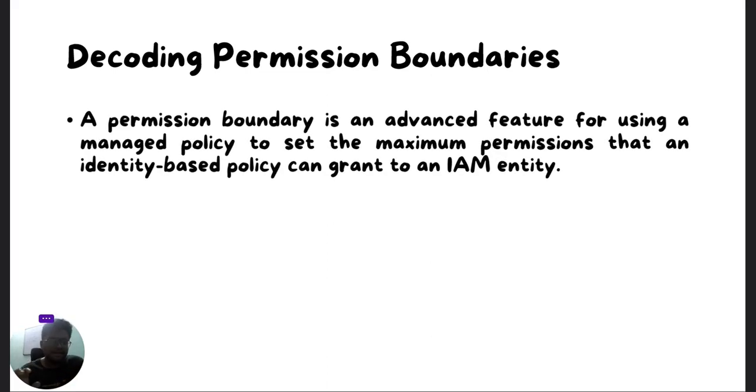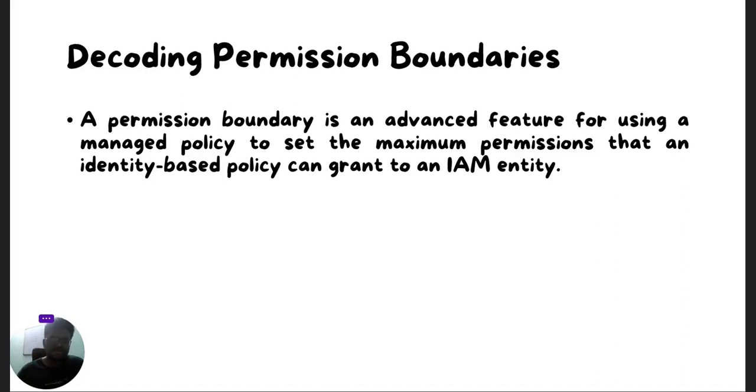First of all, what is a permission boundary all about? The permission boundary is an advanced feature for using a managed policy to set the maximum permissions that an identity-based policy can grant to an IAM entity. That's the very thing. Why? Because we don't want to allocate more permissions to the IAM entity. We have to allocate only the maximum permissions needed for the IAM entity so that it is able to work on it. So that's called a permission boundary.